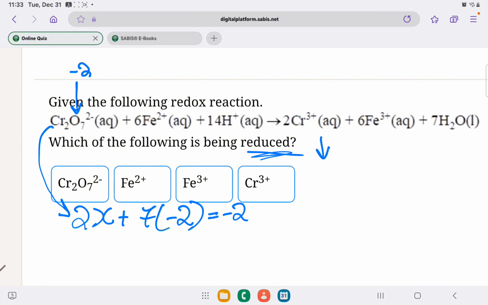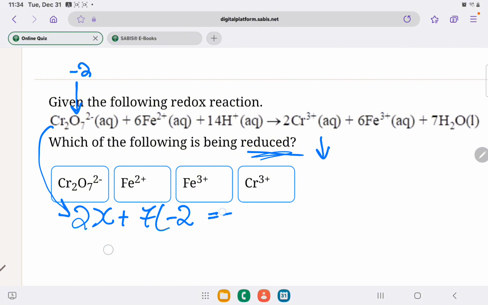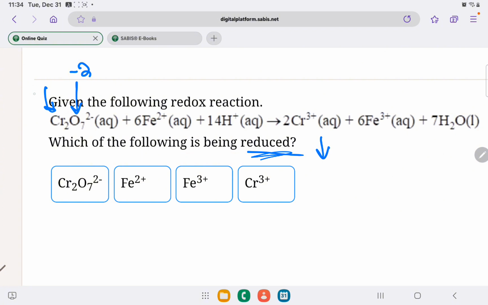So 2x plus negative 14, or 2x minus 14, is equal to minus 2. I'm going to put that to the other side. We get 2x is equal to 12, x is equal to +6. So the oxidation number of Cr in this compound or ion is +6. And then Fe, since it's alone, its oxidation number is equal to its charge, so +2.